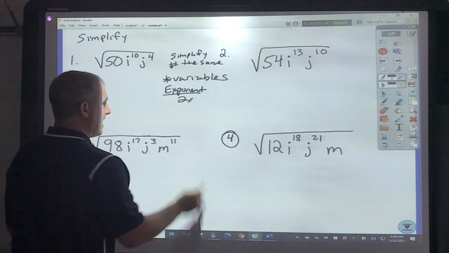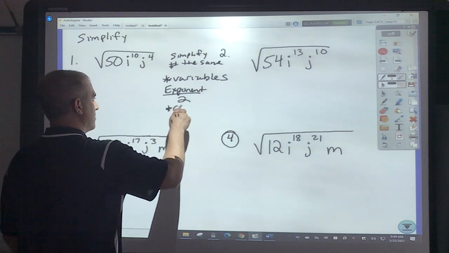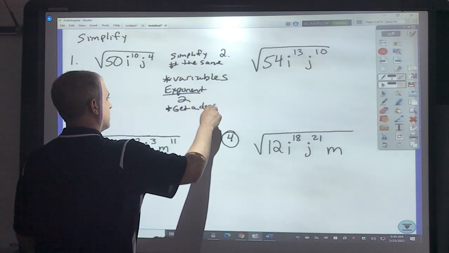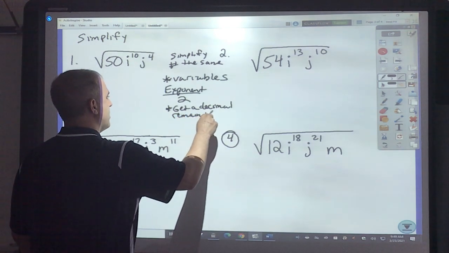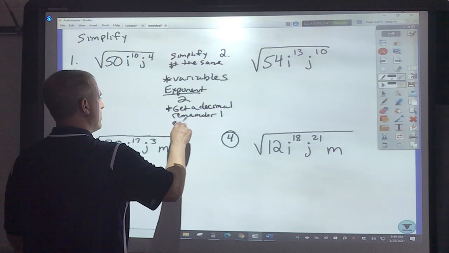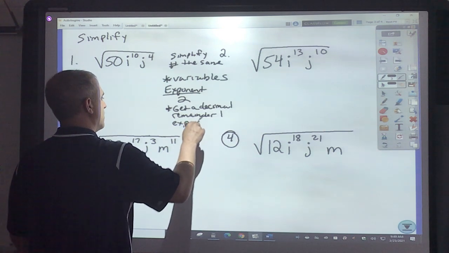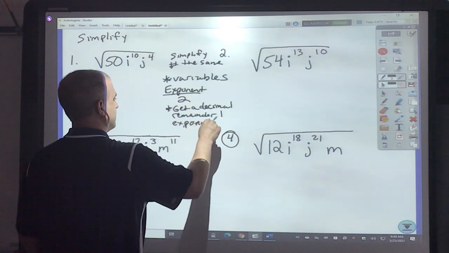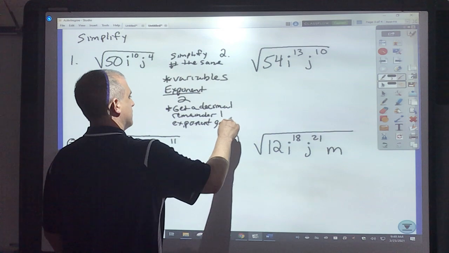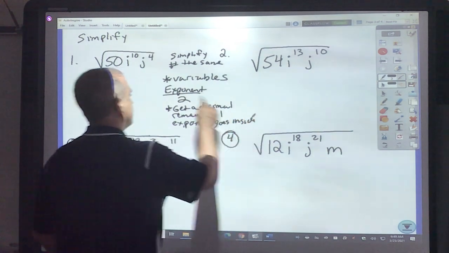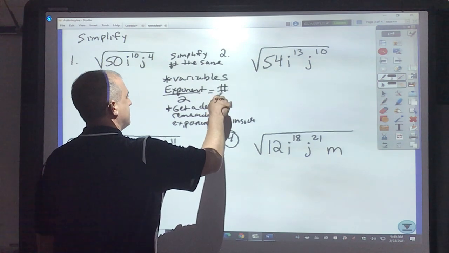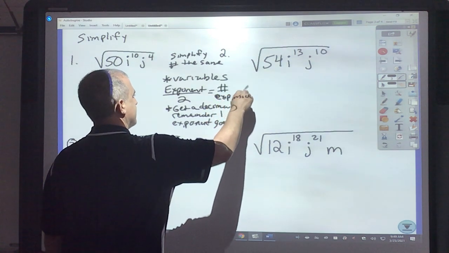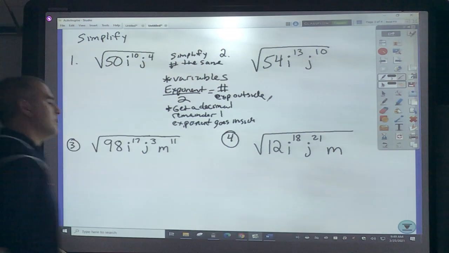If you get a decimal, the remainder is 1, and that exponent goes inside. Okay? So when you divide it by 2, whatever number you get out here is the exponent outside. Okay? And I'll explain that in a second.